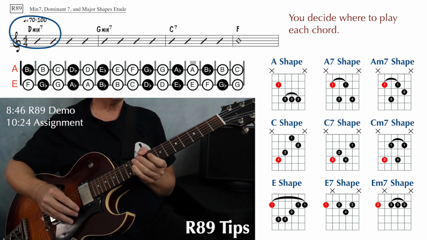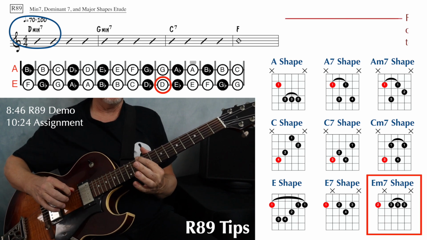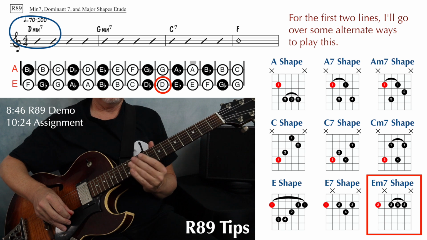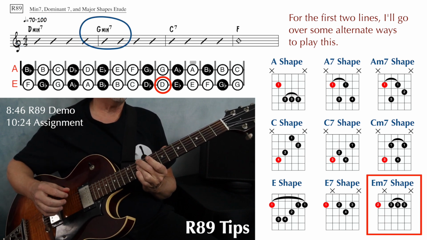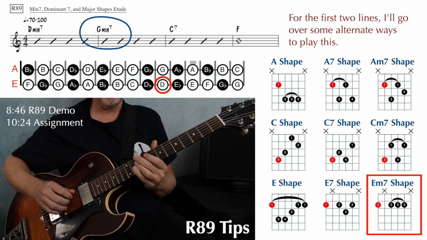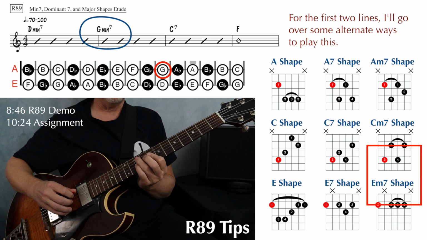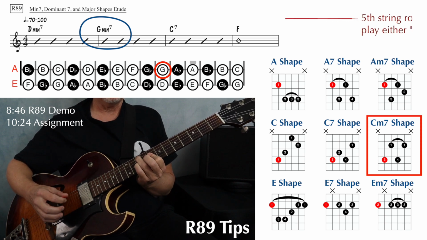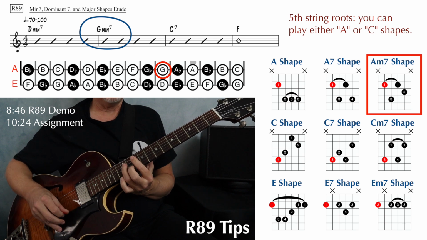We begin with a D minor 7. I'm going to play this D minor 7 up at the 10th fret on the 6th string. So that will be with the E minor 7 shape. From there you want to find a close root note for your G minor 7. The closest one is also at the 10th fret. I'm going to play that with the C minor 7 shape, but you could easily play that with the A minor 7 shape. It's really up to you.